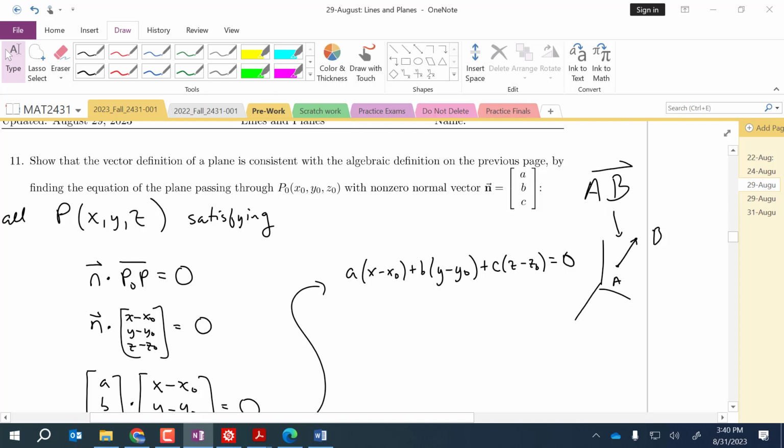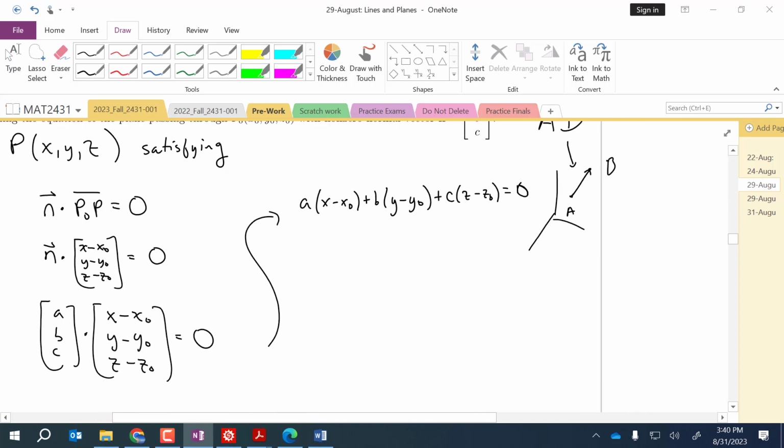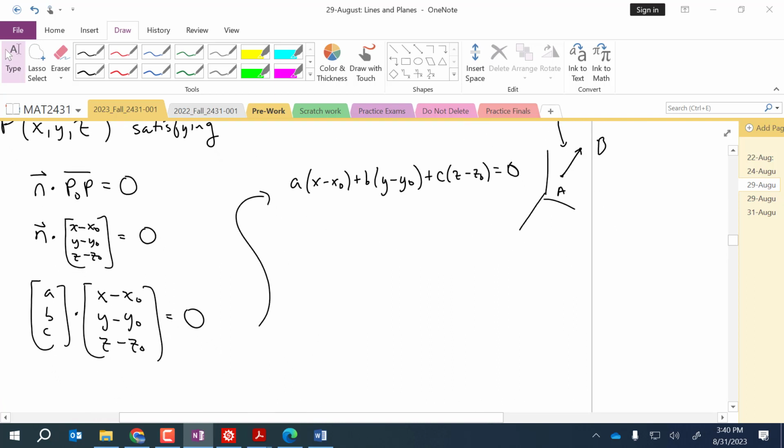So I'm going to distribute the A through, distribute the B through, distribute the C through, and I'm going to collect everything that's a constant and call it D. So that would give me AX plus BY plus CZ plus D is equal to 0, and that's the equation, for those of you who've studied planes elsewhere, that's the equation of a plane that you've used. Do you see that we can get back to that algebraic equation from our vector definition?